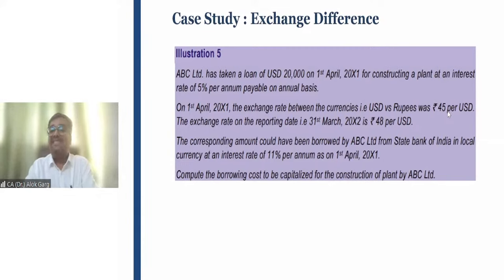Now, you need to compute the savings due to the foreign currency loan. What is your savings in interest cost? Your interest in Indian currency is 99,000. Your interest in foreign currency is 48,000. So your savings is 51,000. You have to capitalize the exchange loss up to this 51,000 as a part of your interest cost. But your exchange loss is 60,000. Out of this 60,000, 51,000 you need to capitalize, and 9,000 you need to charge to P&L.